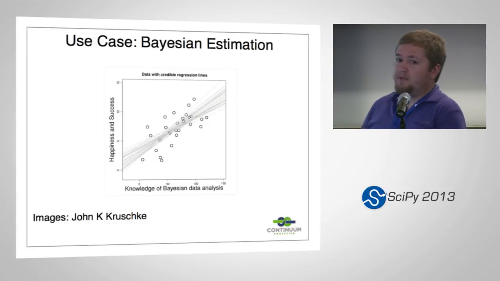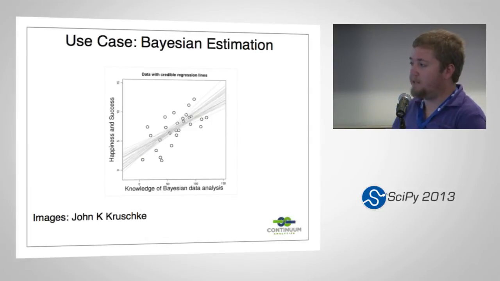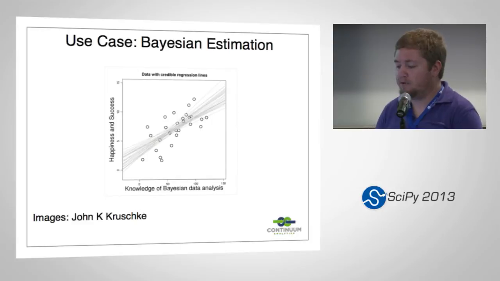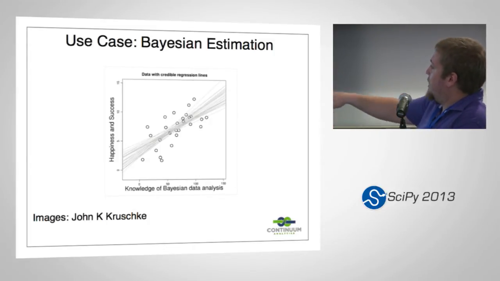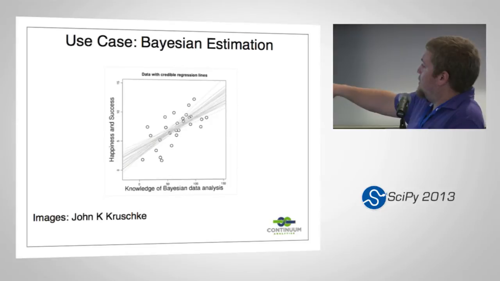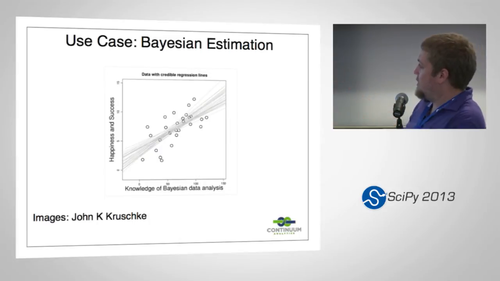Okay, so how are we going to use this? All right, we needed a use case that fit my guidelines I said before. We need something cool but embarrassingly parallel, but mostly cool. And so my use case is Bayesian estimation, because that's something I know. This is a nice plot here. We've got knowledge of Bayesian data analysis as our independent variable, and your happiness and success as the dependent variable. As you can see, they're directly correlated.